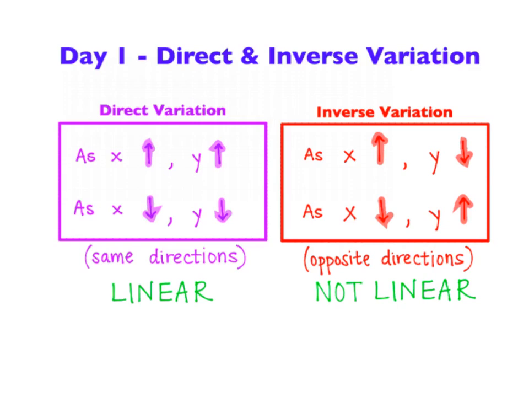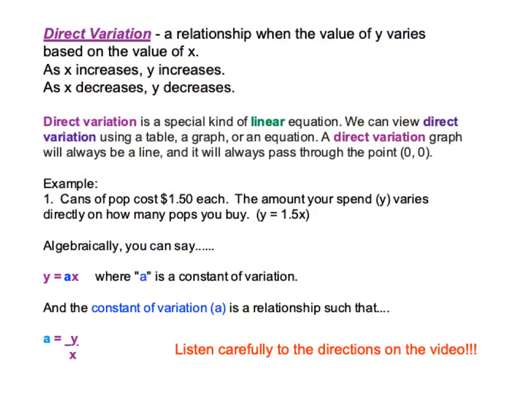So basically, direct variation is a linear function, where as x increases, y also increases. They vary directly. Or if x decreases, y also decreases. Okay, and inverse variation, they vary inversely, which means they're going in opposite directions. So as x goes up, y is going to go down, and vice versa. If x is going down, y is going to be going up. So let's take a look a little bit deeper into what that means.